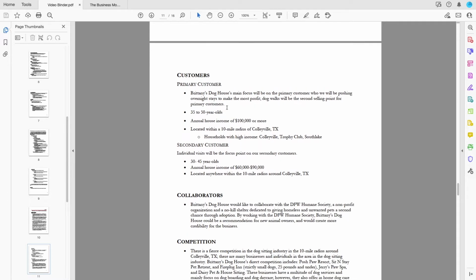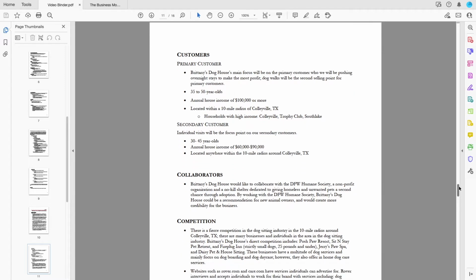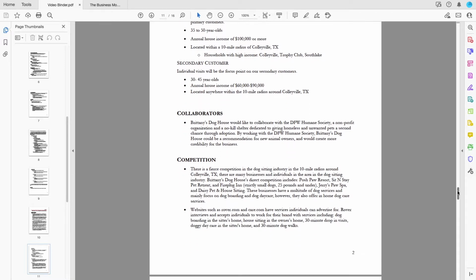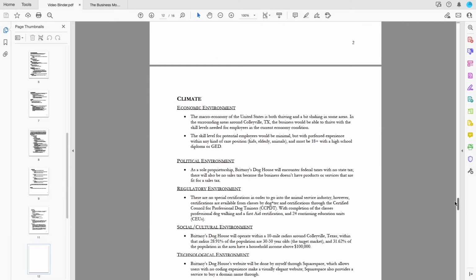Then she goes into her primary customer, really gets them down, kind of a upper income in Colleyville, because that's where she lived. She may even go out. She has a secondary customer. She had her collaborators, her competition, her climate. All right, we're back into there. Well, hey, we know something about the economic climate in DFW. It is amazing. Some of the best. Colleyville, or Northeast Tarrant County, is some of the best in Northeast, in Dallas-Fort Worth, Collin County. I mean, so we're a very good area.